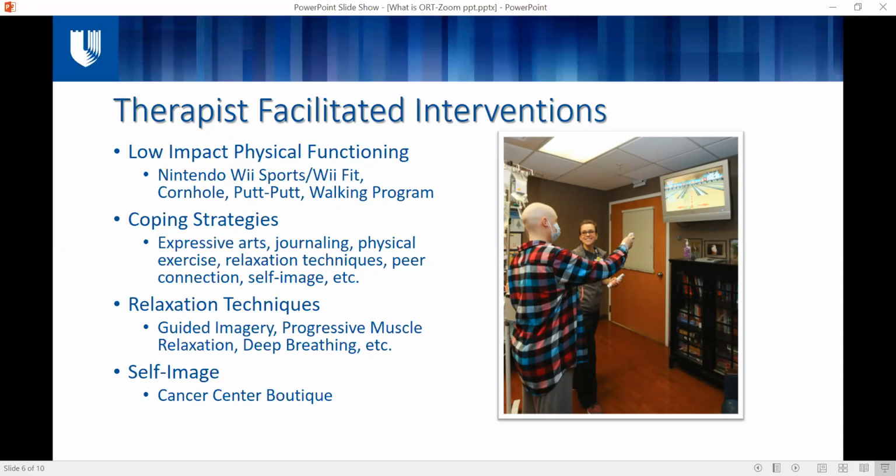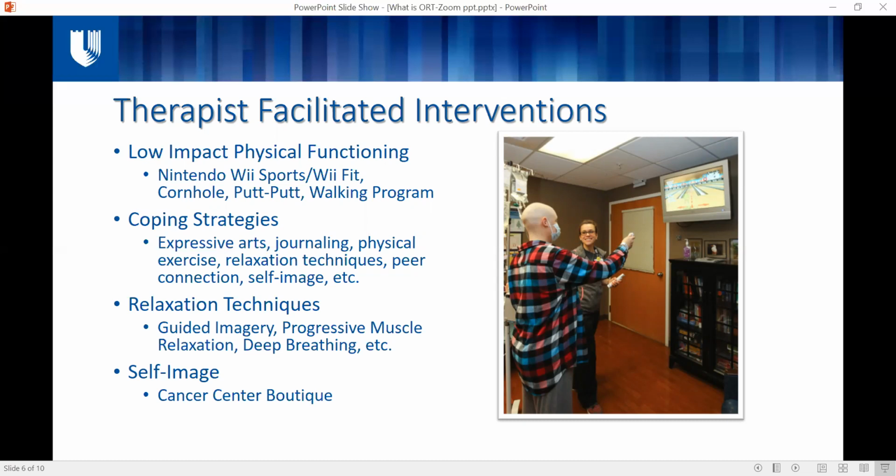Another focus for rec therapy could be on relaxation techniques. So learning how to cope with stress and anxiety and manage that through maybe guided imagery, progressive muscle relaxation, deep breathing, different relaxation techniques, and more of a holistic approach to coping with anxiety while you're in the hospital.